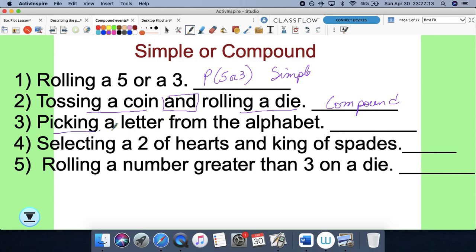Picking a letter from the alphabet. It's only one experiment that I'm doing. So this is simple. Selecting 2 of hearts and the king of spades. So there's 2 things I have to do, 2 experiments. So this will be compound.